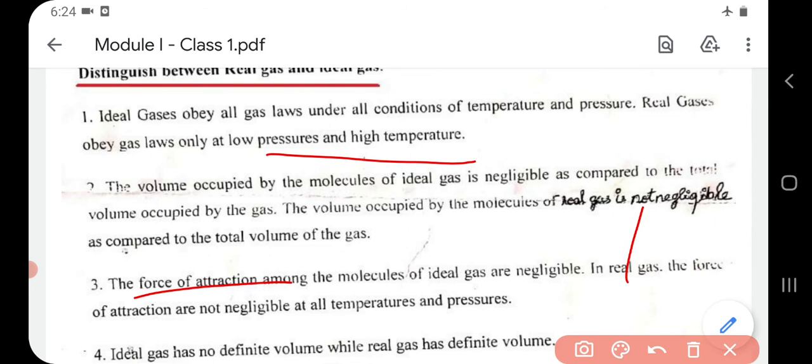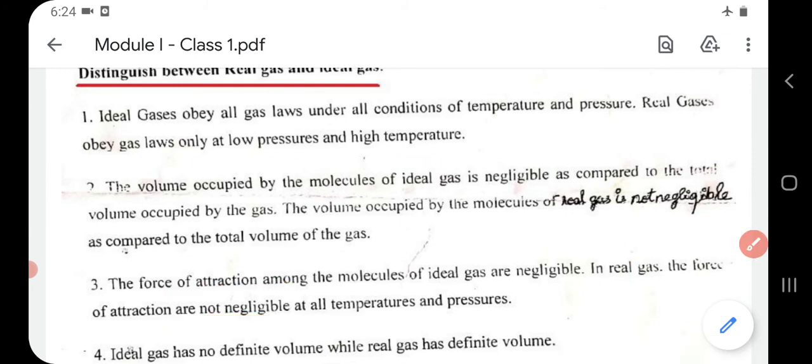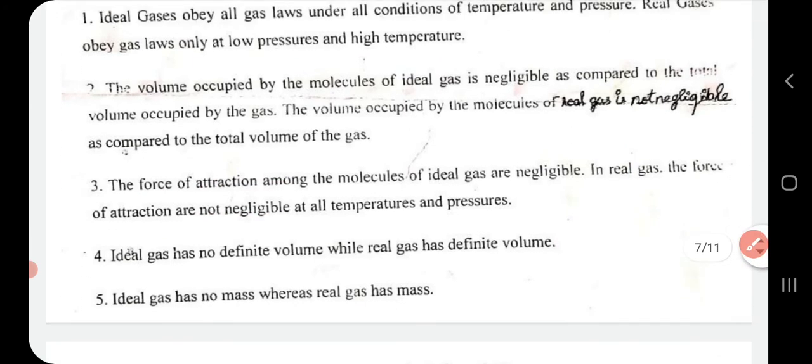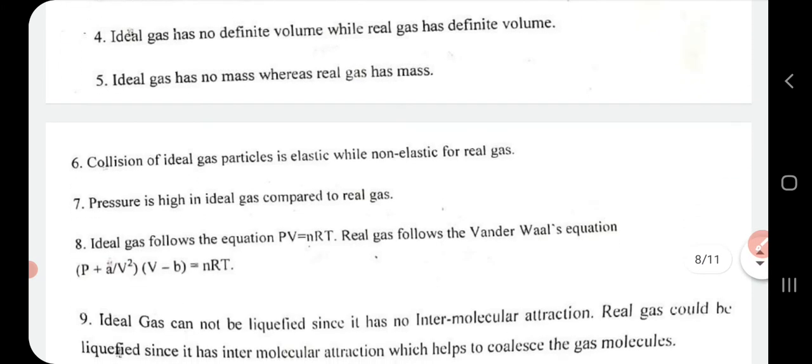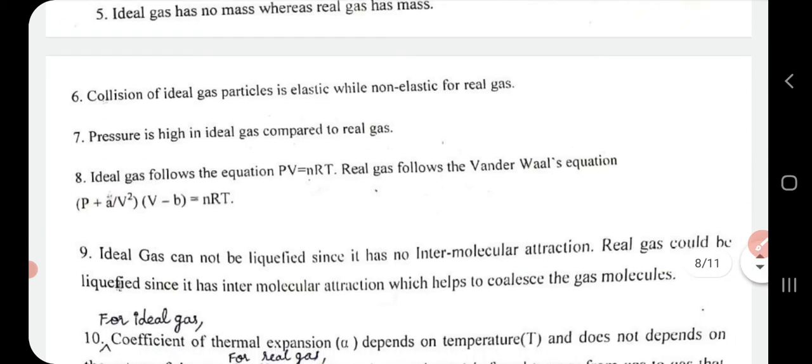Force of attraction among ideal gas molecules is negligible, whereas force of attraction among real gas molecules is not negligible at all temperatures and pressures. Ideal gas has no definite volume, while real gas has a definite volume. Ideal gas has no mass, whereas real gas has mass. Collision of ideal gas particles is elastic, whereas for real gas it is non-elastic. For ideal gas, pressure is high when compared to real gas.